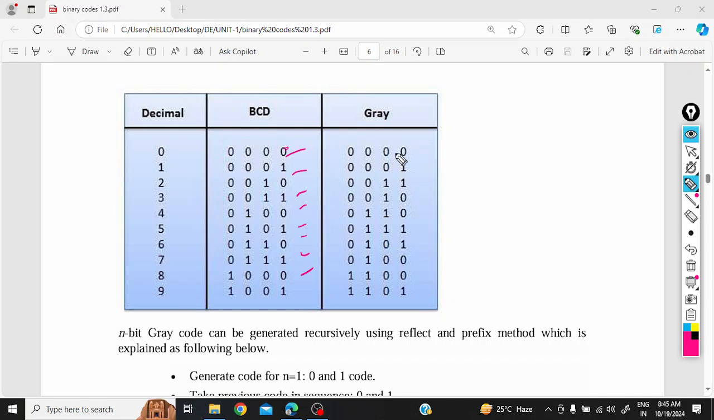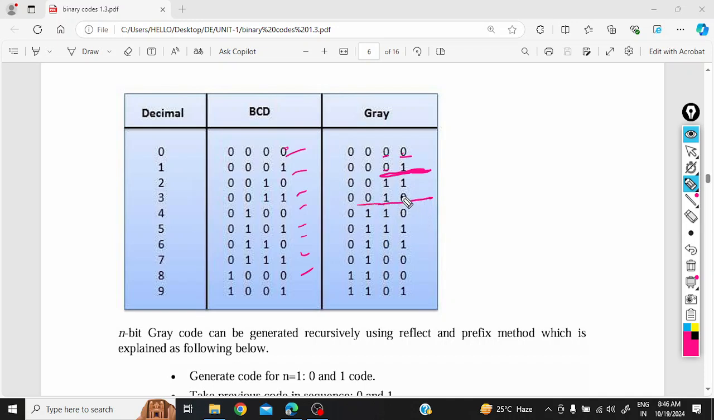For example, I am writing 0 and 1. So only these two bits are there. Now place a mirror here. If I place a mirror, the number will look like the opposite number, meaning 1, 0 will be there. Place two zeros on the top. Place two ones on the bottom. Next, again place a mirror here.